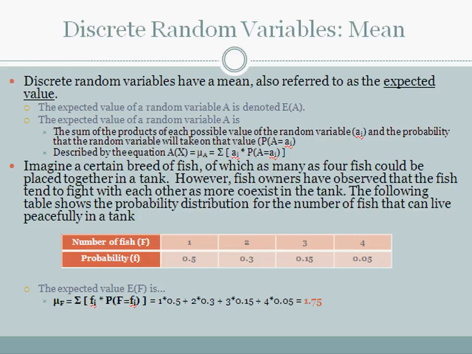In this case, the mean of the probability distribution, mu f, is equal to the sum of each value for the number of fish times the probability for that value, or 1 fish times 50% probability, plus 2 fish times 30% probability, plus 3 fish times 15% probability, plus 4 fish times 5% probability. Thus, the expected value is 1.75. This indicates that the expected number of fish who can coexist in the tank is somewhere between 1 and 2, typically closer to 2, or 1.75.